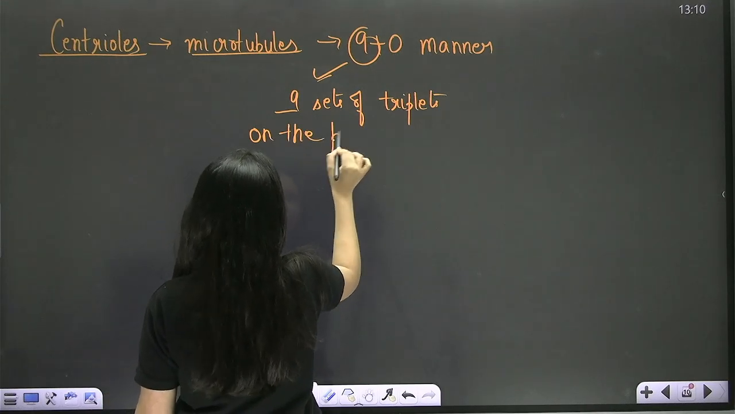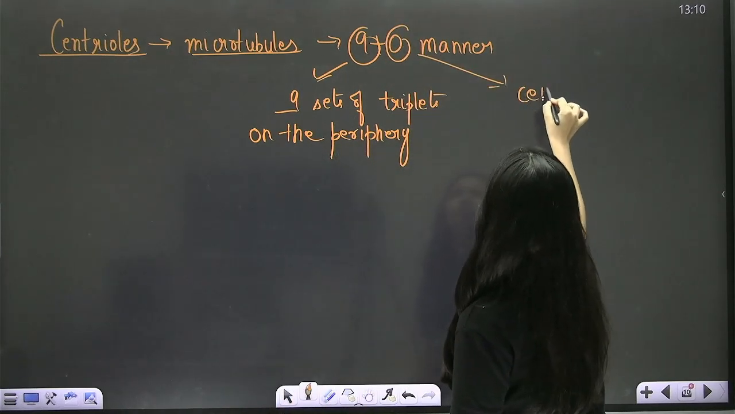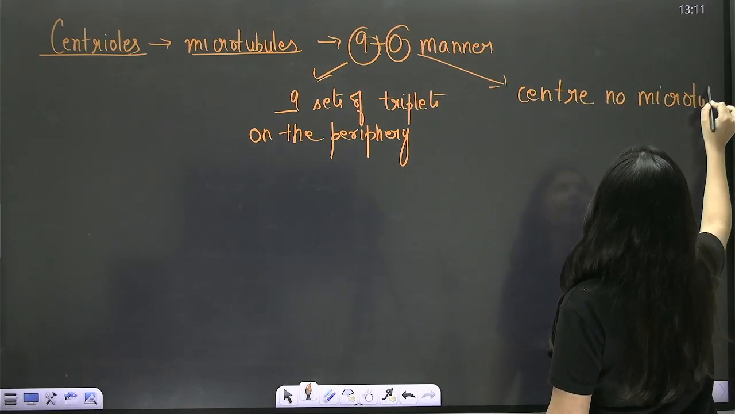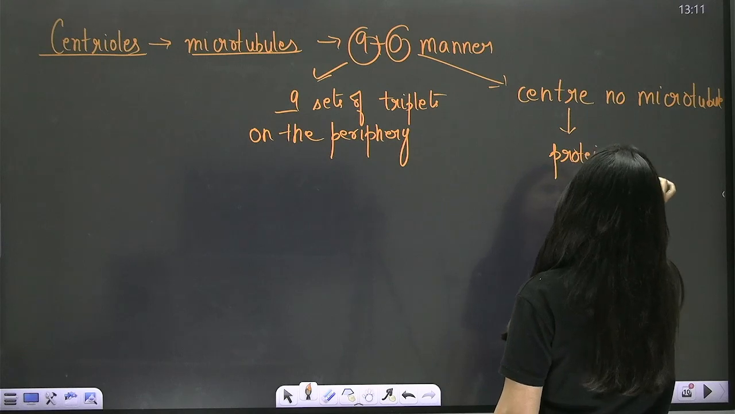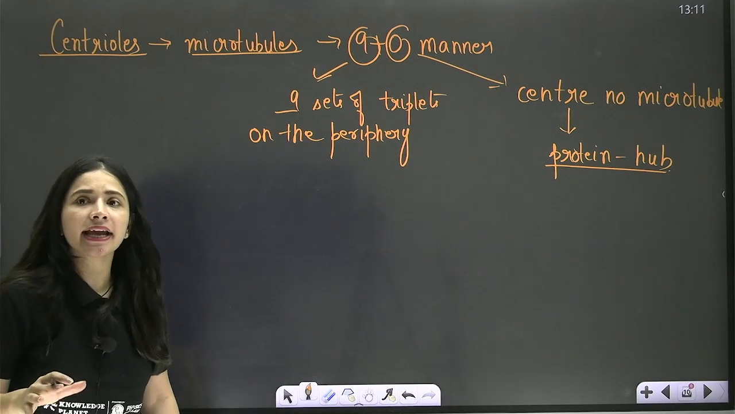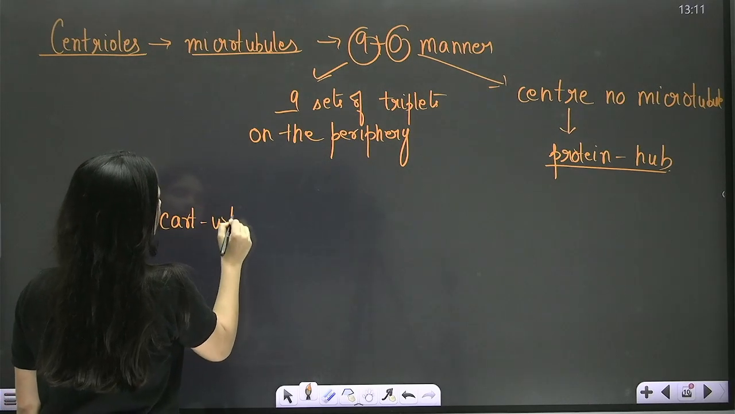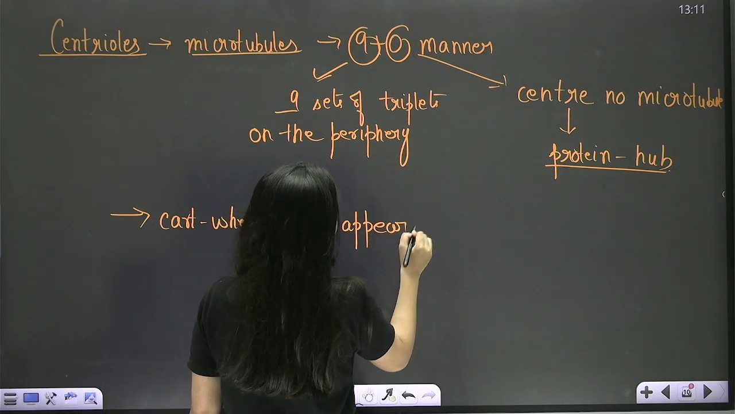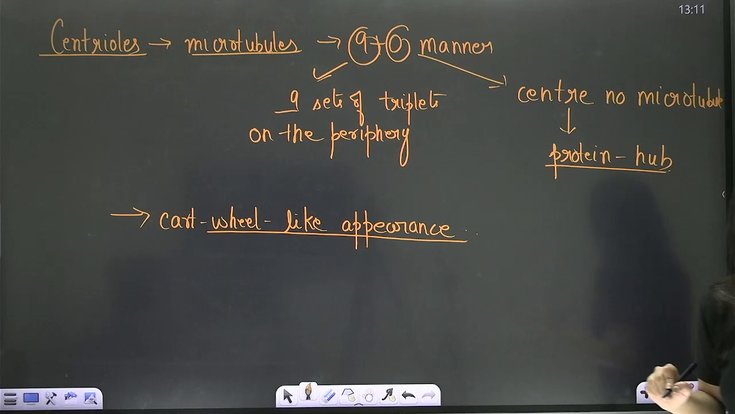I'll draw it with the help of a diagram to make it more clear. And 0 means the center has no microtubule. Rather, in the center, there is a protein-based hub. Right? Overall, when you see the structure of a centriole, it will feel like a cartwheel-like structure. So basically, the diagram of the centriole gives a cartwheel-like appearance. Now how will this be? Let's draw it and then let's try to understand it.